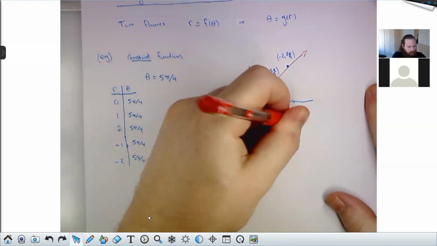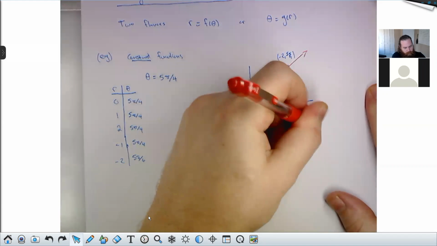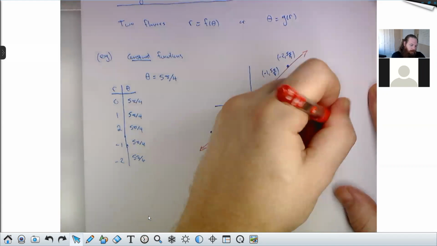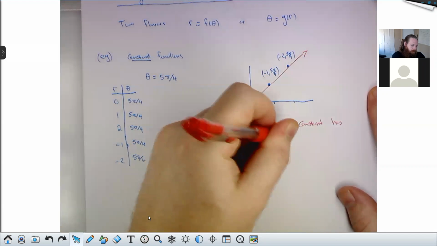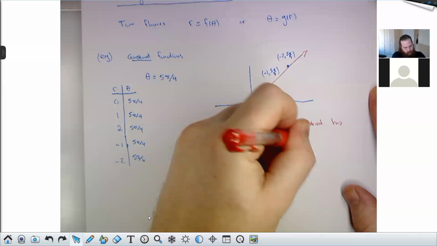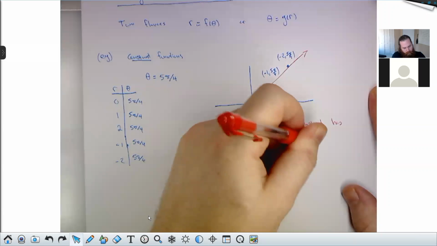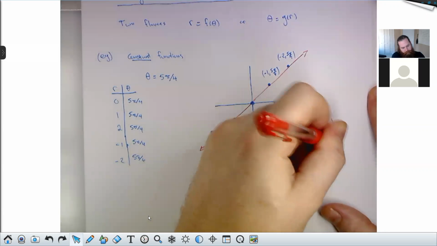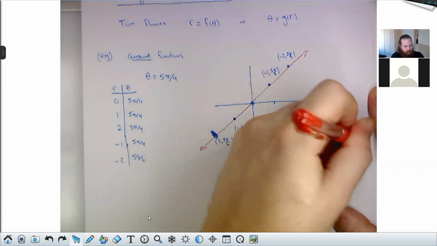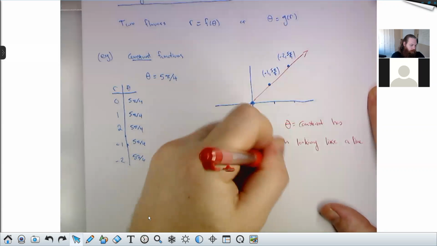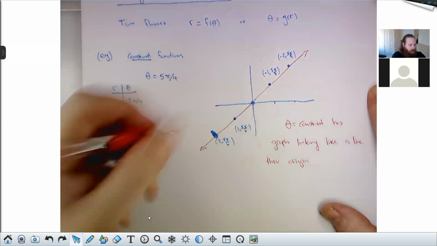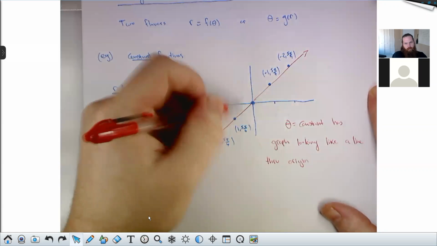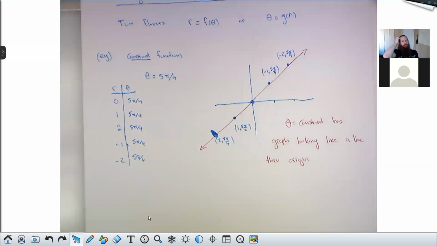So theta equals a constant has graph looking like a line through the origin. Where the angle here is 5 pi over 4. The angle is whatever the angle specified.